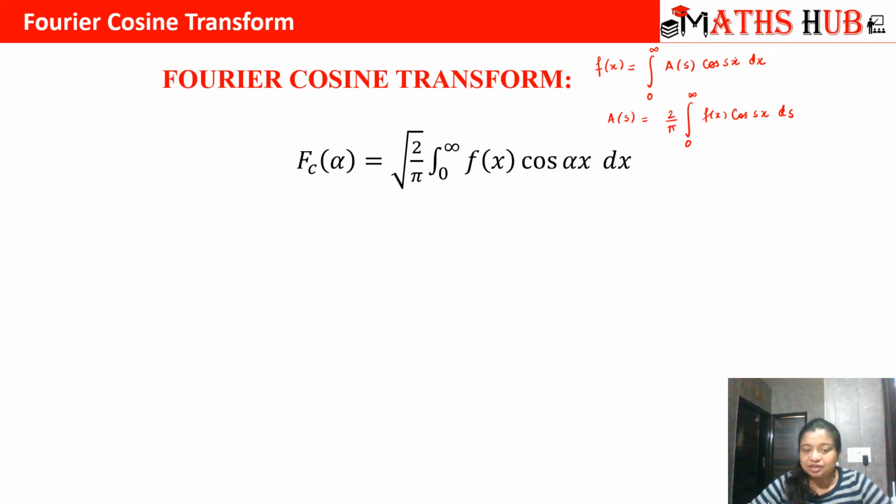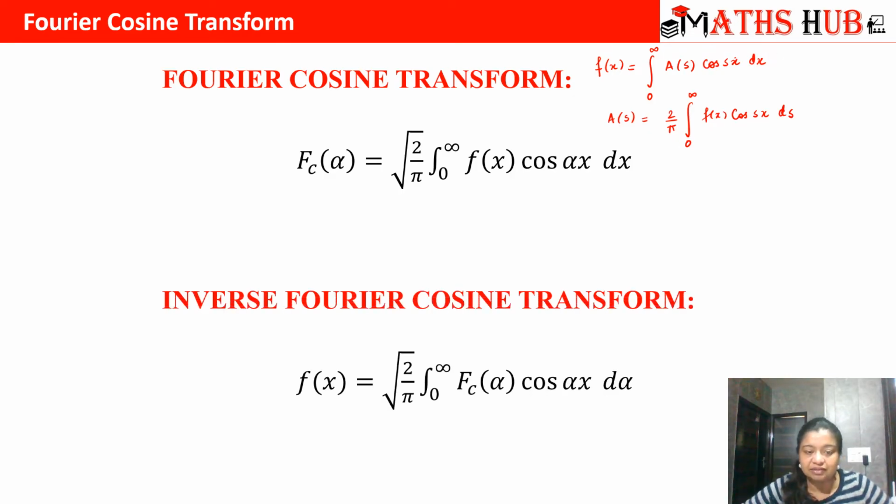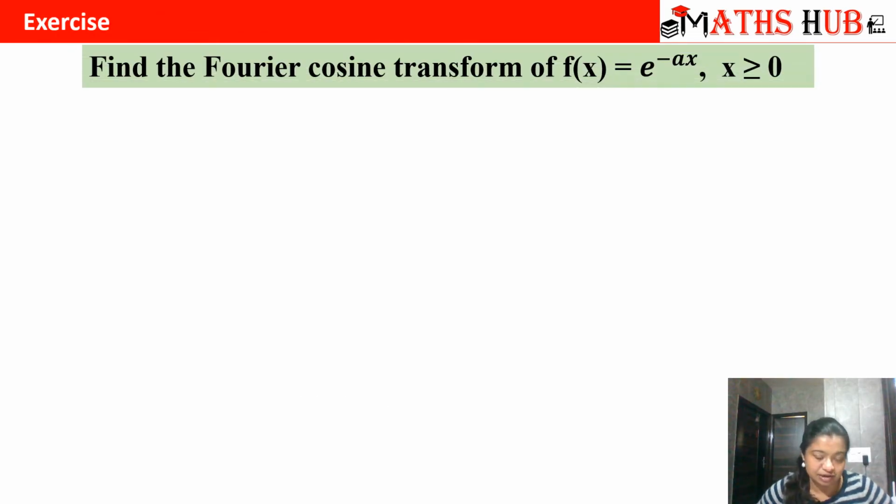So we will be using the notation for the Fourier cosine transform as Fc of alpha is under root 2 by pi integral 0 to infinity f of x cos alpha x dx, right? And similarly, the inverse Fourier cosine transform will be given by the formula f of x is equal to under root 2 by pi integral 0 to infinity Fc of alpha cos alpha x d alpha. Done? Okay.